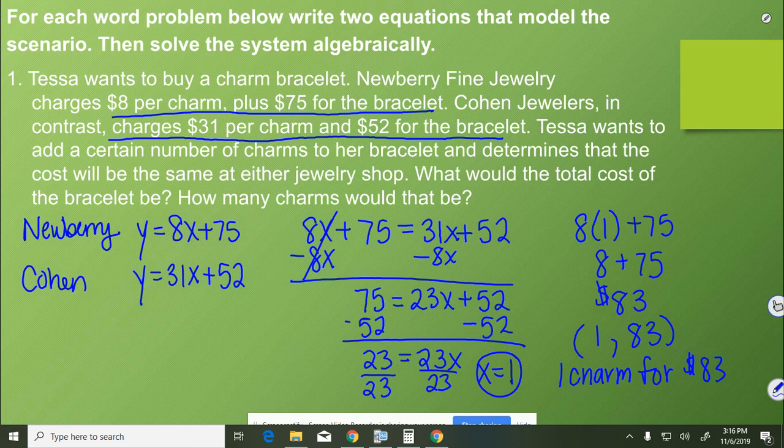Only one. And we could check to make sure that also works in the other equation. If we do 31 times 1, we get 31. And if we add 52, we in fact get 83. So it will be the same at either company. Let's take a look at another example.